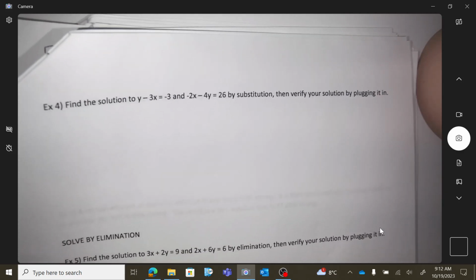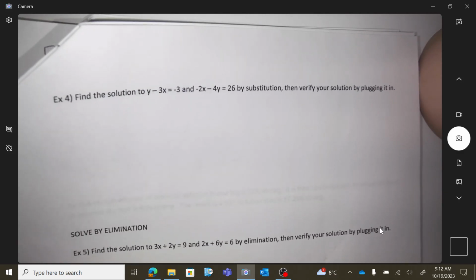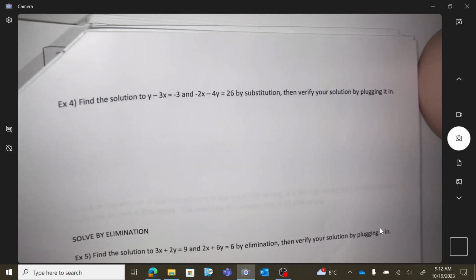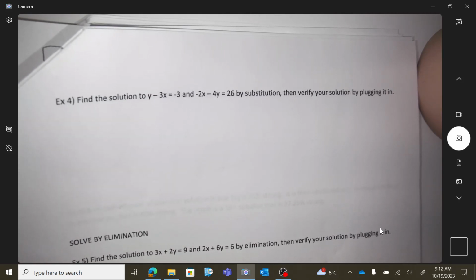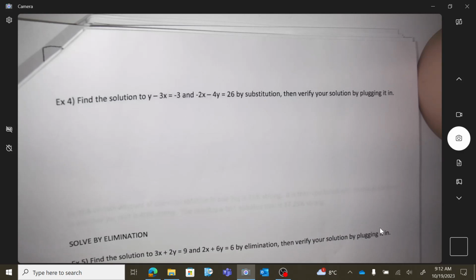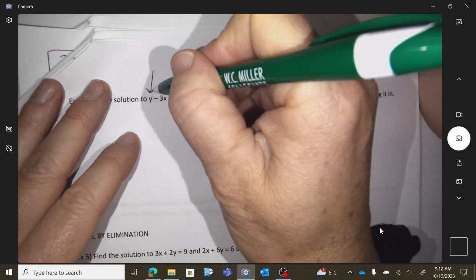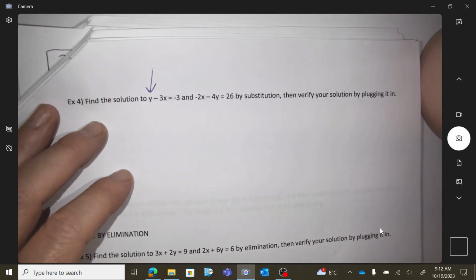Solve by substitution again. So is there anything alone? No, I don't have an alone thing, so I can't do substitution. So we have to make the alone by ourselves. Which item are you getting alone? I would say that first y is the easiest thing to get alone.